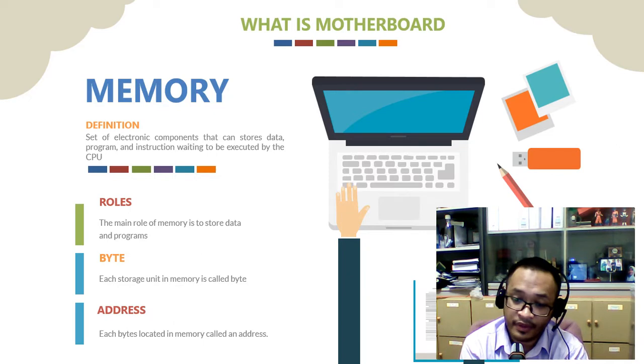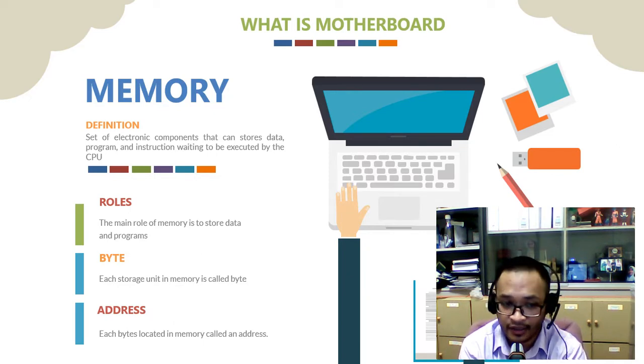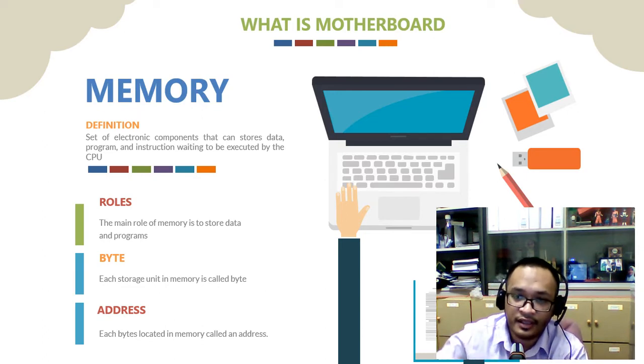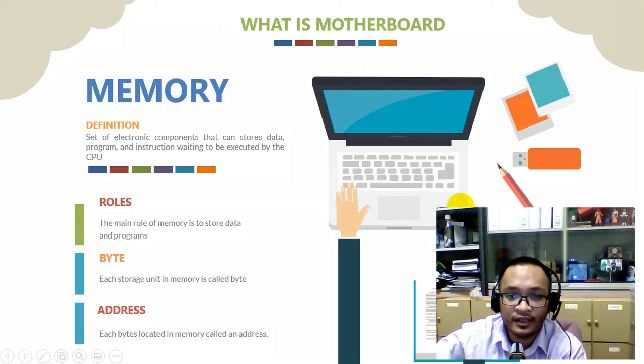Like I mentioned previously, we have two types of interrupt. We have hardware interrupt and also software interrupt. The others you can read from the screen. For example, the roles of the memory: to store data and programs.